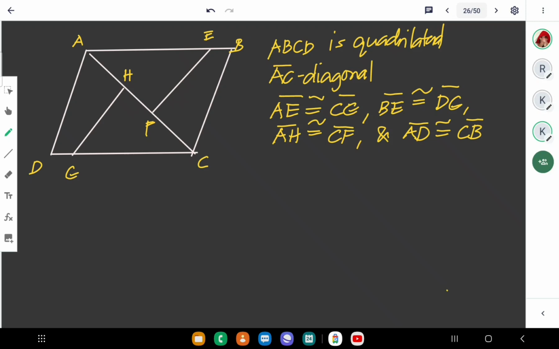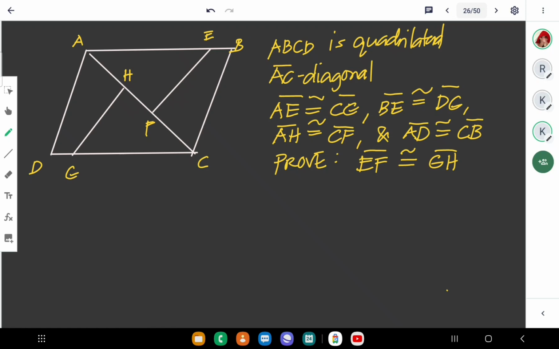Okay. And then we need to prove segment EF is congruent to GH. How are we gonna do that? Okay, checking the given CG, BE, DG, AH, CF, AB, CB. Okay, so let's prove that segment EF is congruent to segment GH.